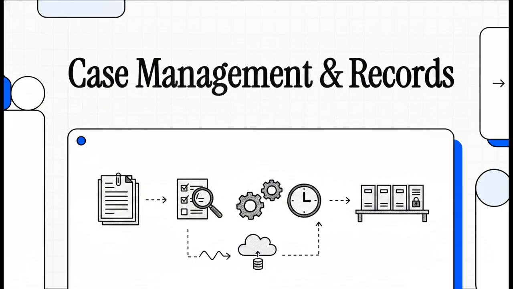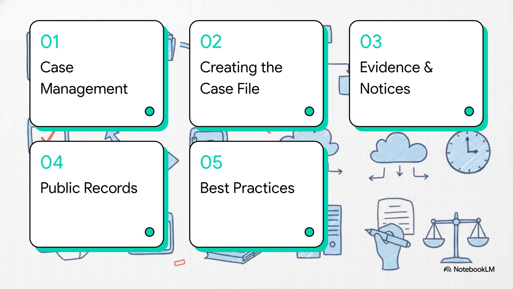Let's get started. So here's our roadmap for this process. We're covering 5 main steps. First, understanding case management. Second, creating the case file. Third, evidence, witnesses, and notices. Fourth, establishing public records. And finally, accountability and best practices.